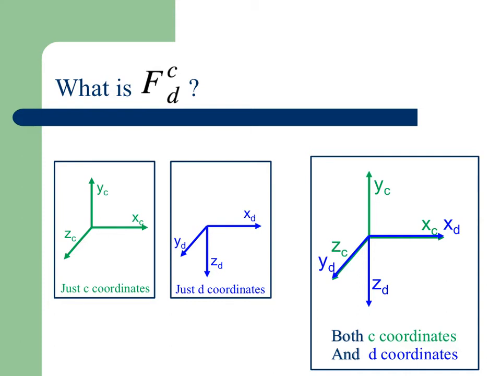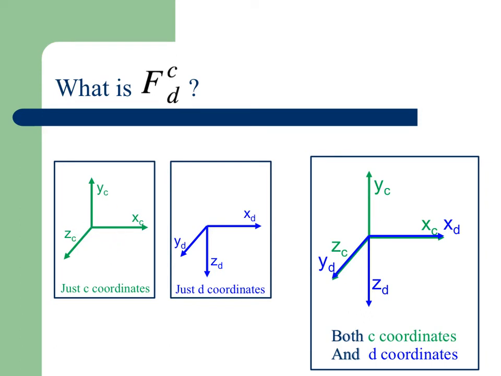Just for fun, let's think about it the other way. What happens if I rotate these axes the other way? So I want to figure out what is the frame transformation from D to C. I want to take my D axes and figure out how do I get my D axes so that they align with my C axes.